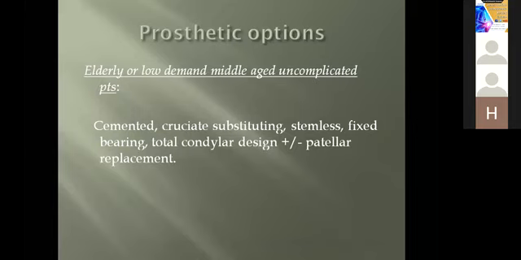Prosthetic options, if we are talking briefly: for elderly or low-demand, middle-aged, uncomplicated patients, we usually put cemented, cruciate-substituting, stemless, fixed-bearing, total condylar designs, and then we think if we will resurface the patella or not, the concept of selective resurfacing that my colleague, Dr. Sufyan, has talked about in his last presentation.